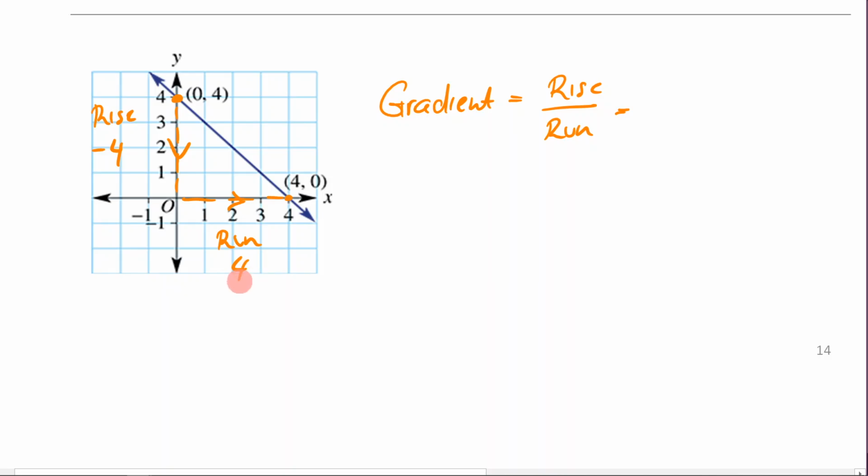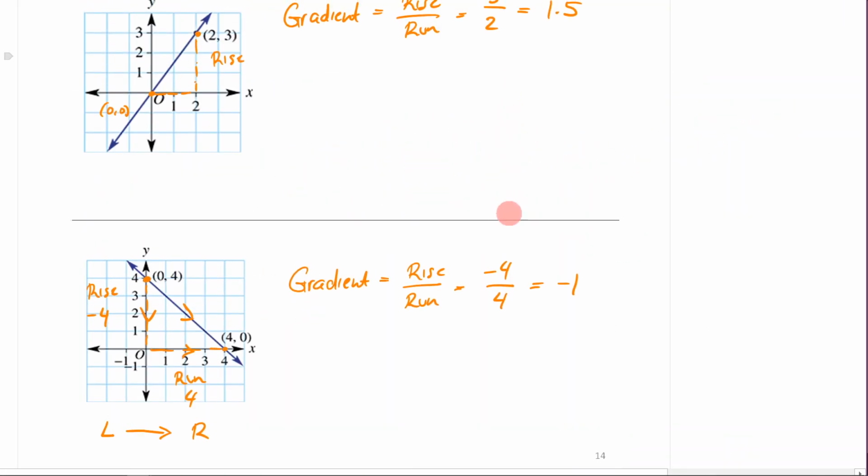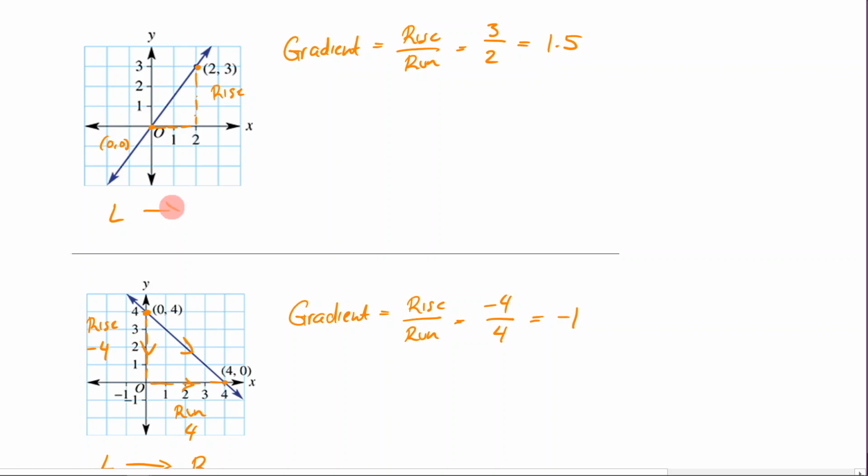So this is where negatives come into play, because you always have to look, going left to right, is this thing positive or negative? Well, it's clearly going to be negative because it's going down. So you're going to say your rise is -4, and then your run is 4, which means your answer is going to be -1. So if you looked up at the first one here, from left to right, it was positive, it was going up. So you always have to keep your eye out for that.